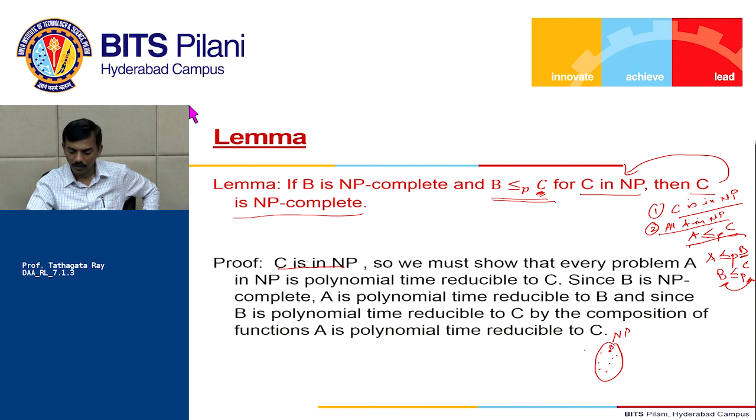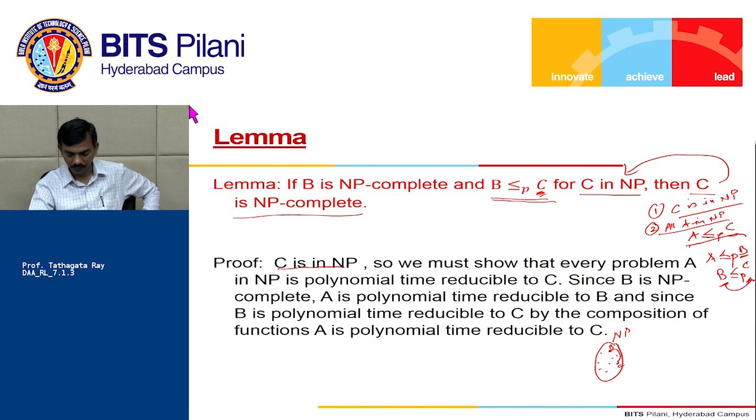Okay. Also, I know that there is one more problem now, C, and I want to prove that C is NP complete. What we are saying is that I can reduce from B to C in polynomial time.